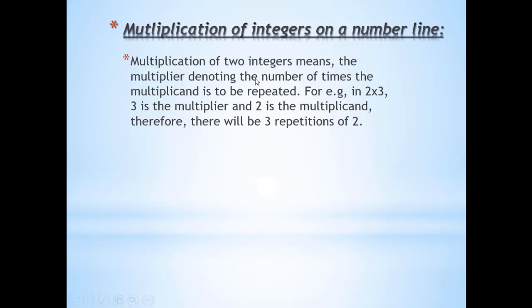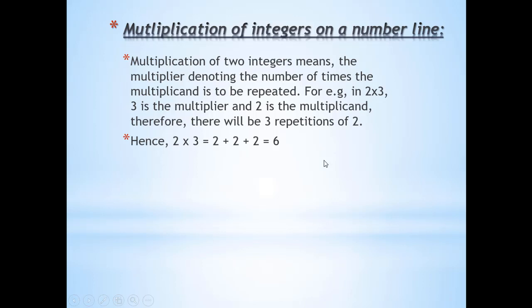So multiplication of two integers means the multiplier denoting the number of times the multiplicand is to be repeated. For example, in 2 times 3, 3 is the multiplier and 2 is the multiplicand. Therefore, there will be 3 repetitions of 2. 2 times 3 means we have to add 2 three times, 2 plus 2 plus 2. Hence 2 times 3 is equal to 2 plus 2 plus 2, which is equal to 6. 2 plus 2 is 4 and 4 plus 2 is 6.